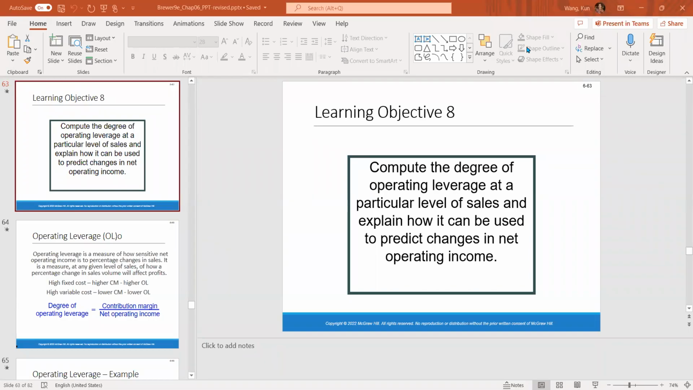The last topic in Chapter 6 is the degree of operating leverage at a particular level of sales and the related cost structure. This information will help the managers to decide how the sales volume will impact the net operating income in the future, so we can make accurate predictions.